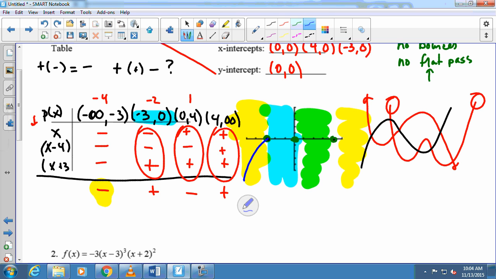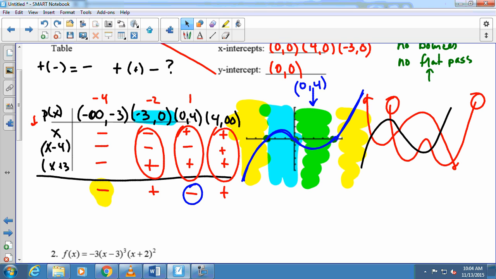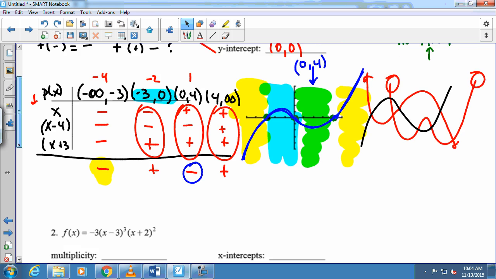So I know my graph is positive, so it bumps up. Then it's negative in this section, which maps to this green area, 0 to 4. And lastly, it goes here. So I know what my graph's general shape is. I knew a lot just from knowing the leading coefficient and the leading power.